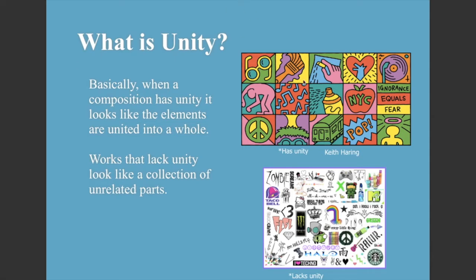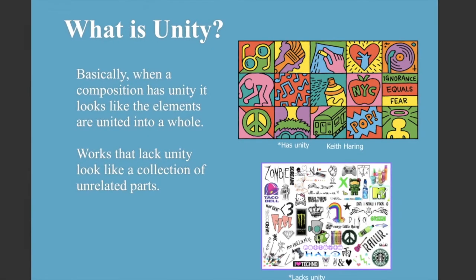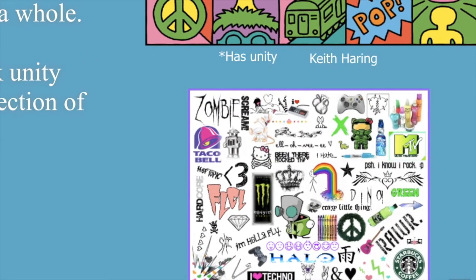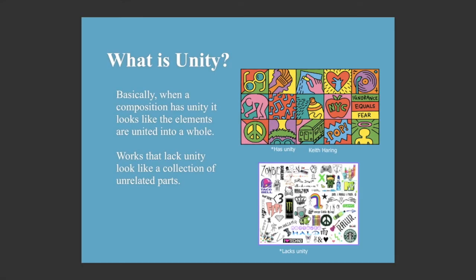So this work on the top has unity. Okay? You see it as one integrated whole. These elements, even though they're different, connect together. This collage on the bottom lacks unity. It looks like a series of unrelated parts, a bunch of bits and pieces. In art, there's not too many rules, but you generally want unity.